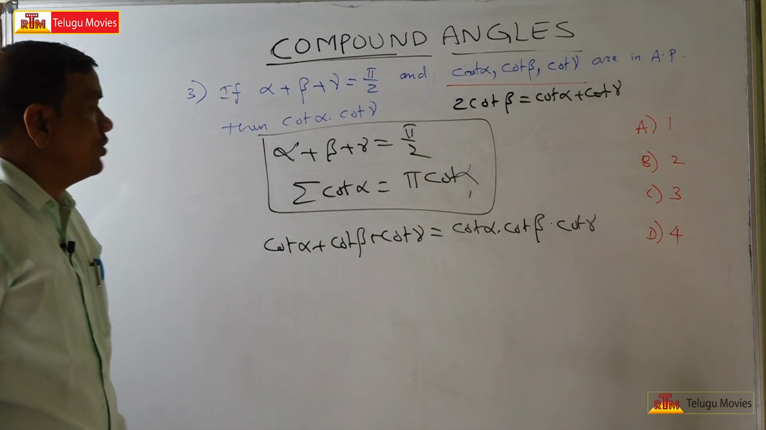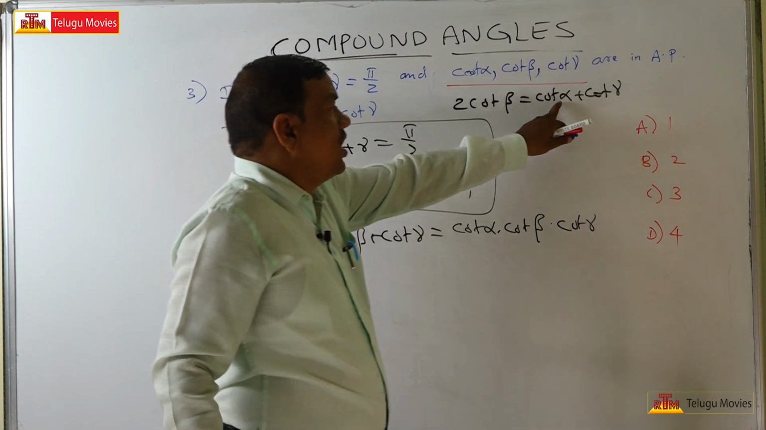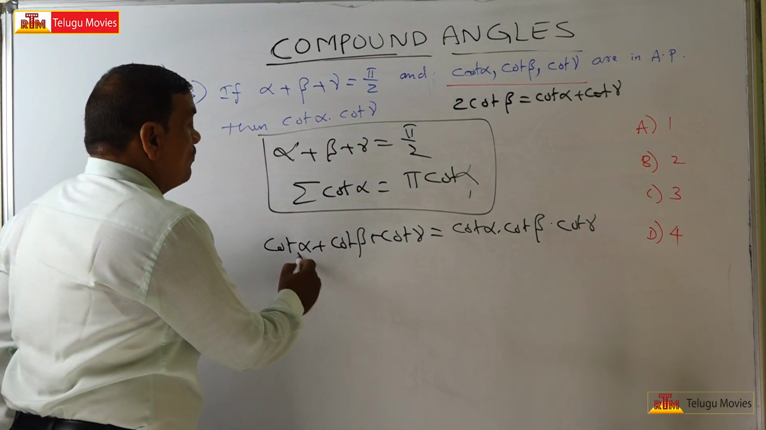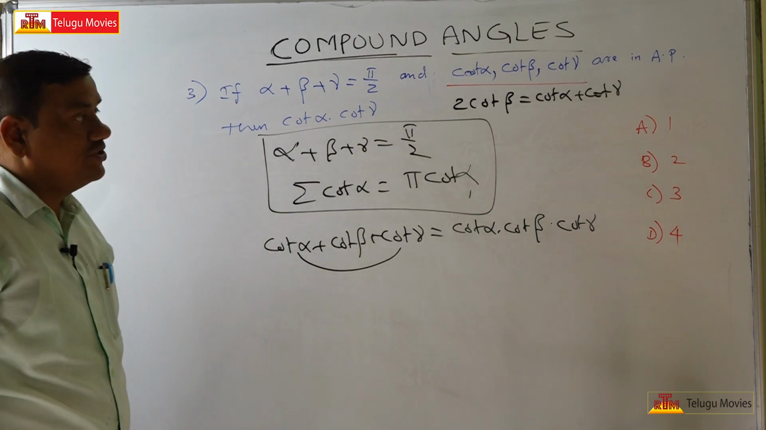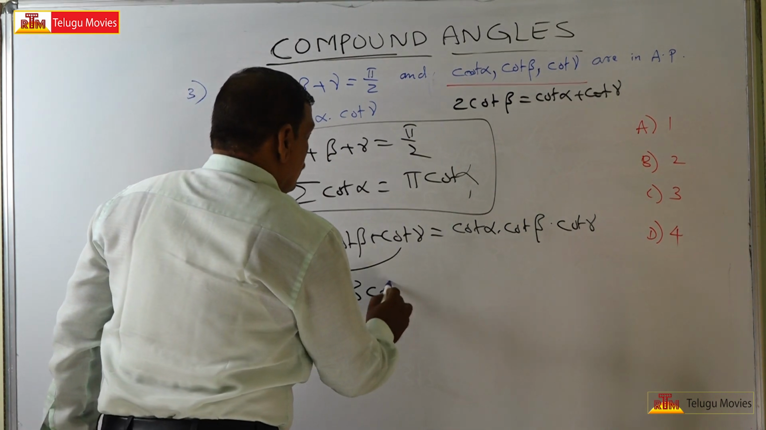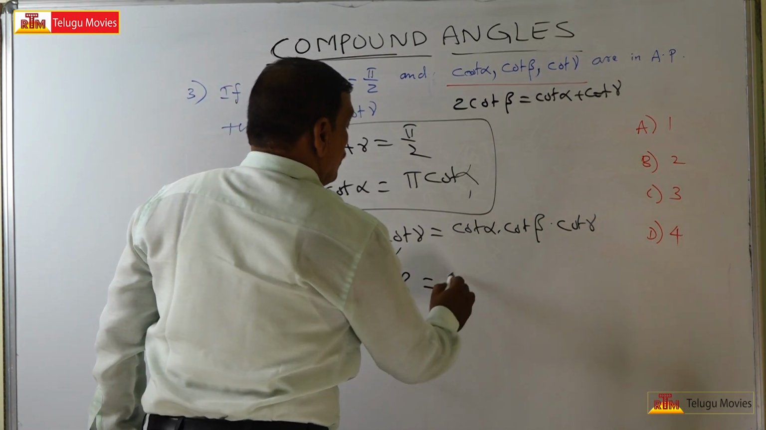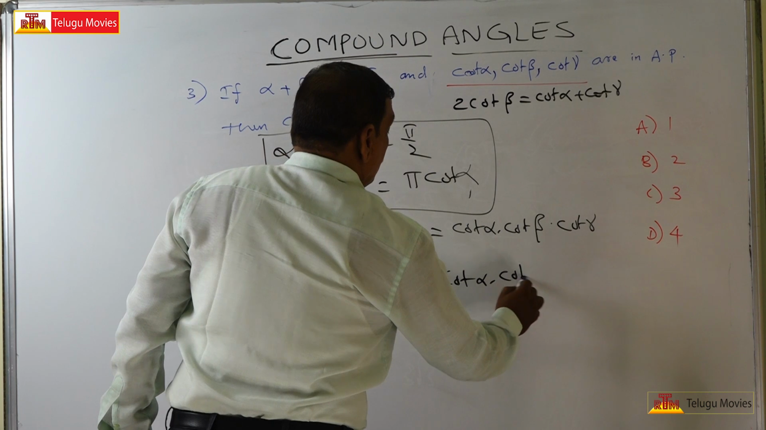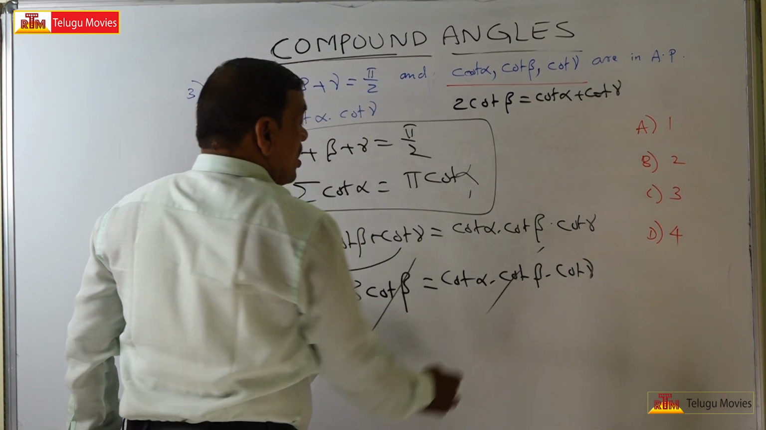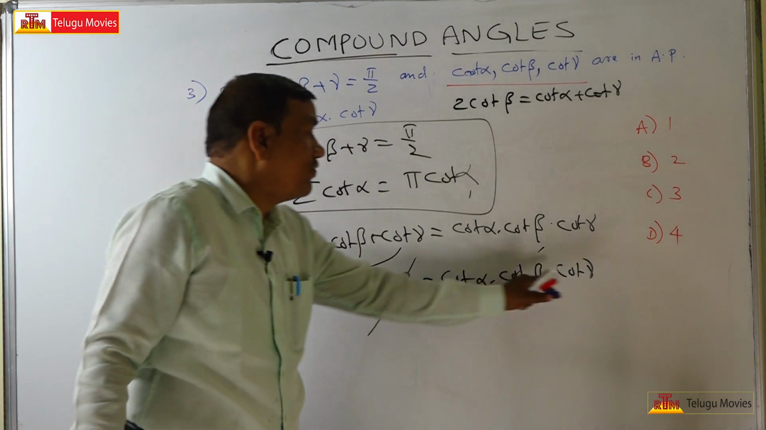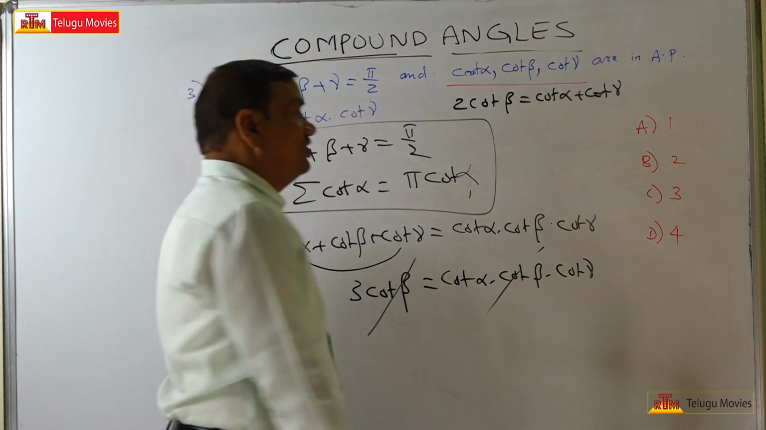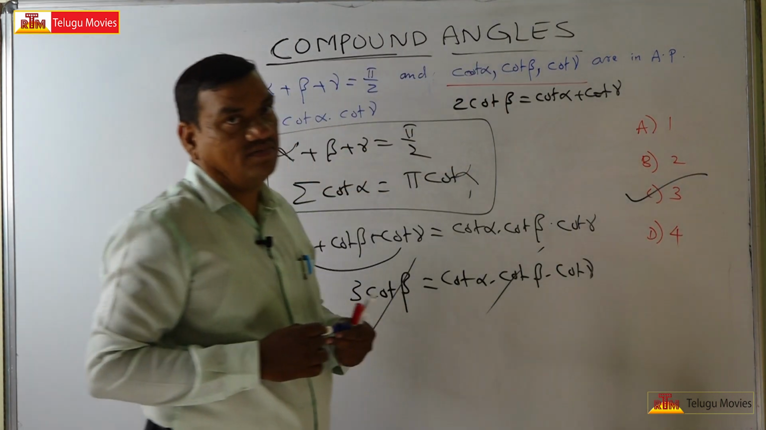Here cot alpha plus cot gamma is equal to 2 cot beta, and cot beta is already there. So this is 3 cot beta is equal to cot alpha into cot beta into cot gamma. Cot beta cancels, so cot alpha into cot gamma value is equal to 3. 3 is your right answer.